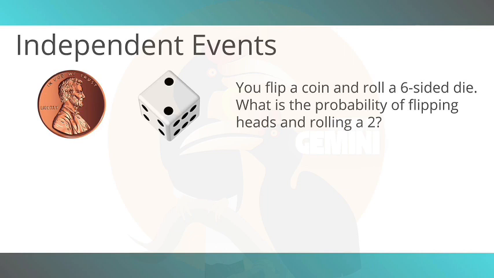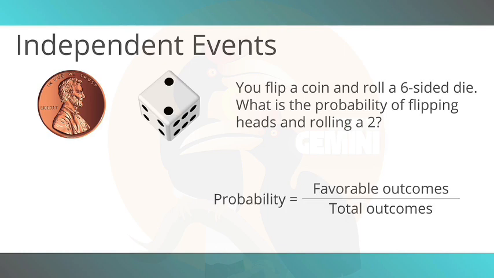To find the probability of these events happening together, we need to calculate the product of their individual probabilities. Remember, probability is equal to the number of favorable outcomes divided by the total outcomes. The probability of flipping heads is 1 over 2 since there is only one way to flip heads and there are two possible outcomes. The probability of rolling a 2 is 1 over 6 since there is only one way to roll a 2 and there are 6 possible outcomes.